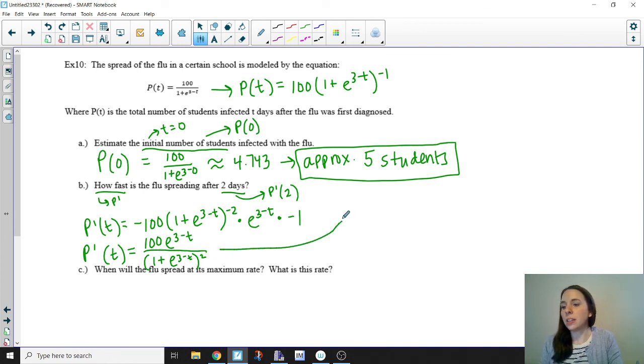Okay, finally, let's do P prime at 2. And that means changing all of the t's that we see to 2's, which kind of leaves us with a cool thing because 3 minus 2 is 1.